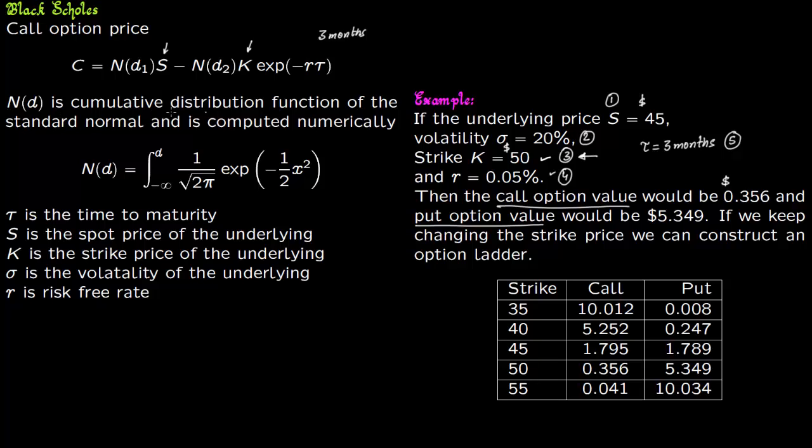N of d is the cumulative distribution function of the standard normal. You can compute it numerically as the integral from minus infinity to d of 1 over square root of 2 pi times exponential of minus half x squared. Again, tau is the time to maturity or time till expiration date. S is the spot price of the underlying. K is the strike price of the underlying. Sigma is the volatility, which we will use in a minute. R is the risk-free rate, which is generally the interest paid on government bonds.